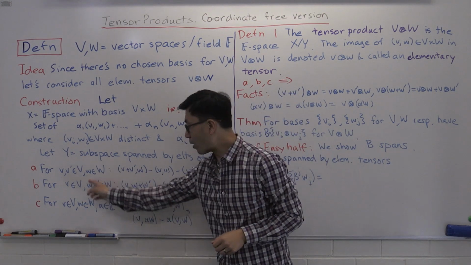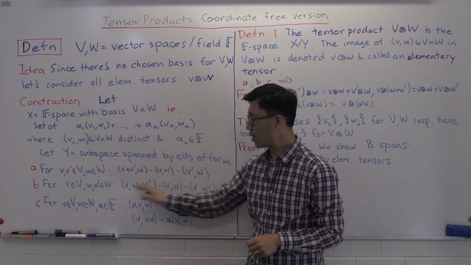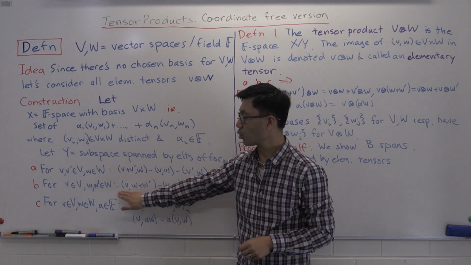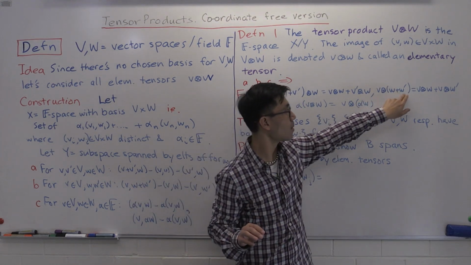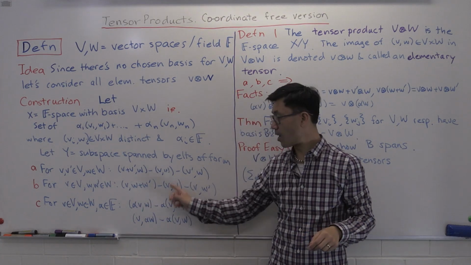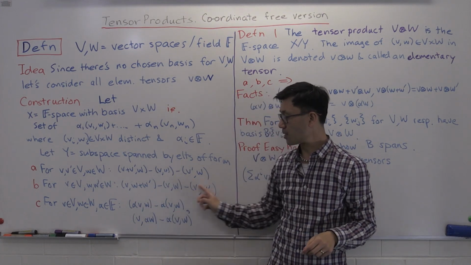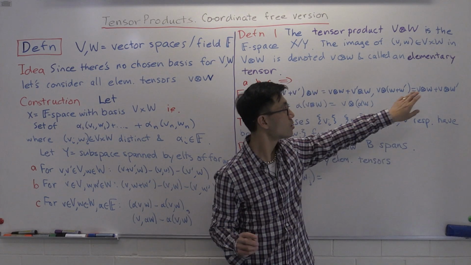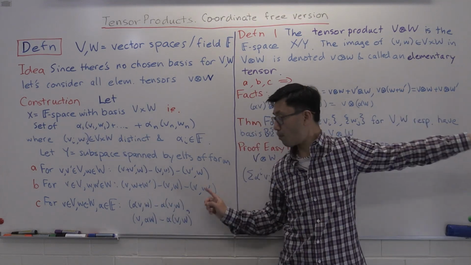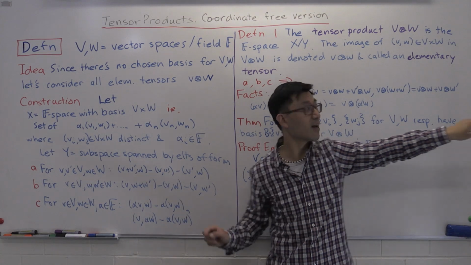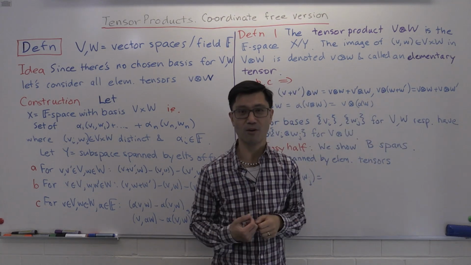Similarly, all the relations inside B, what does that tell you? Inside the quotient, V tensor (W plus W') is the sum of the elementary tensor corresponding to this plus the elementary tensor corresponding to that. So it's V tensor W from this one plus V tensor W' from this one. So that gives you the right distributive law.